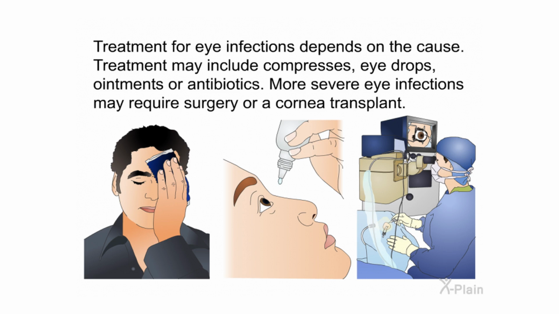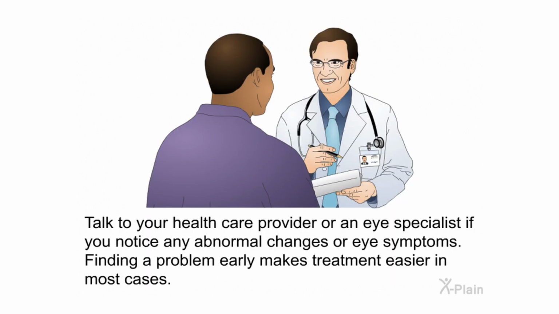Treatment for eye infections depends on the cause. Treatment may include compresses, eye drops, ointments, or antibiotics. More severe eye infections may require surgery or a cornea transplant. Talk to your healthcare provider or an eye specialist if you notice any abnormal changes or eye symptoms. Finding a problem early makes treatment easier in most cases.